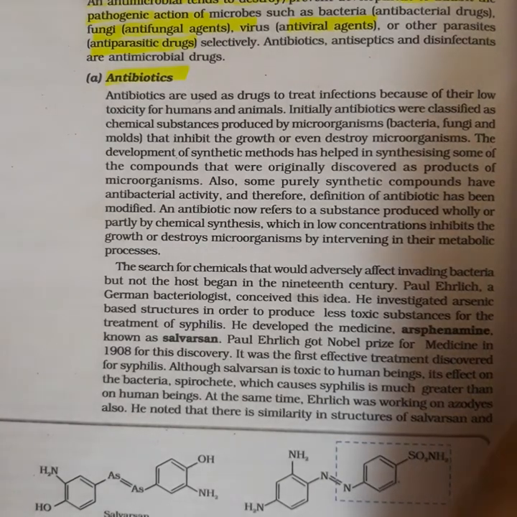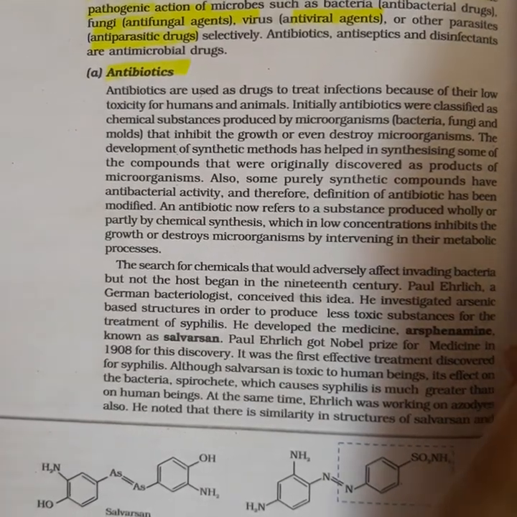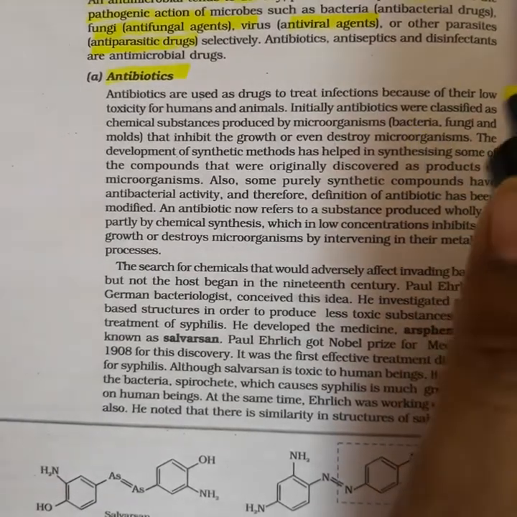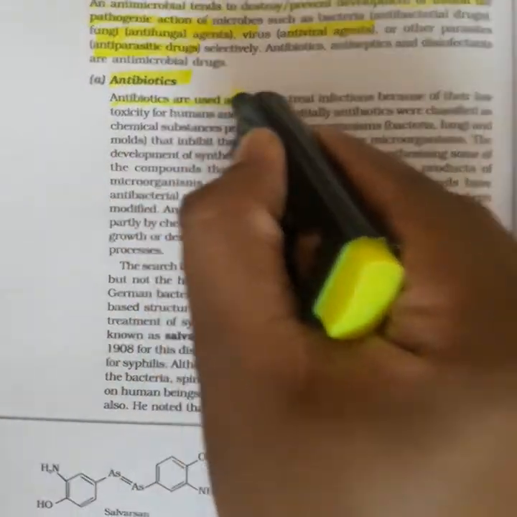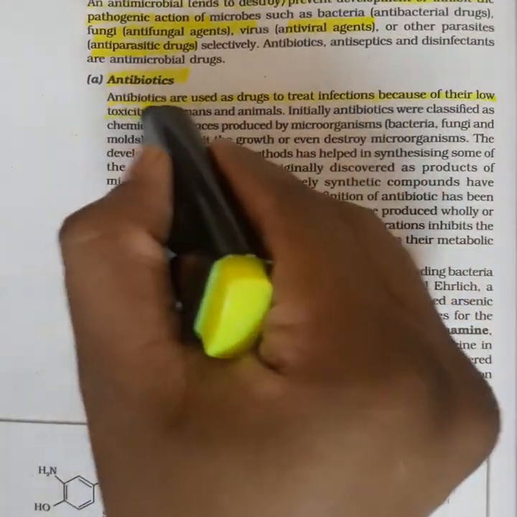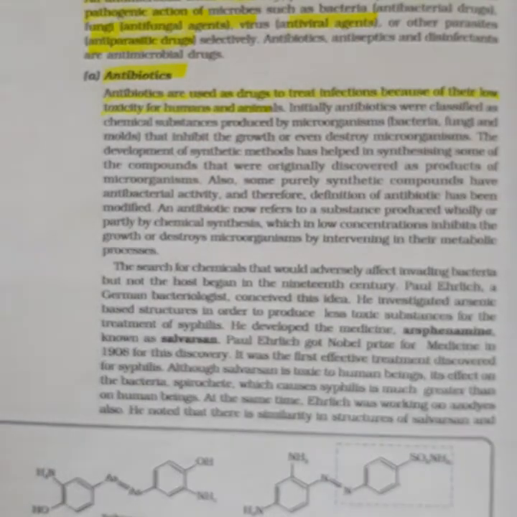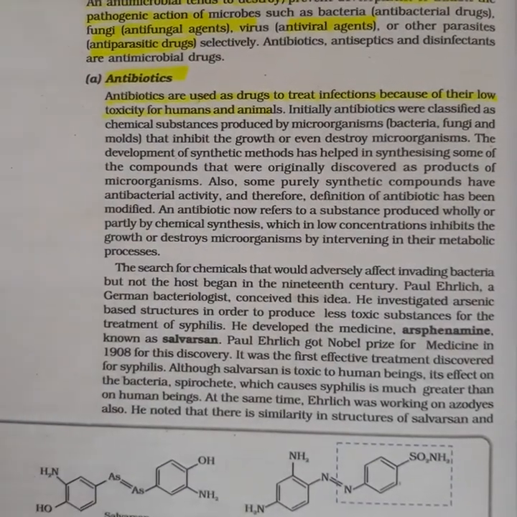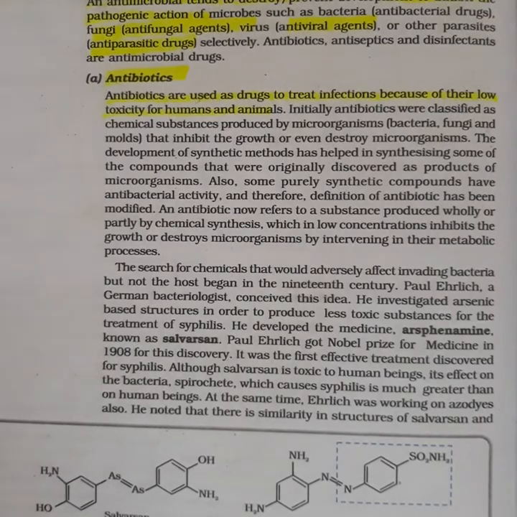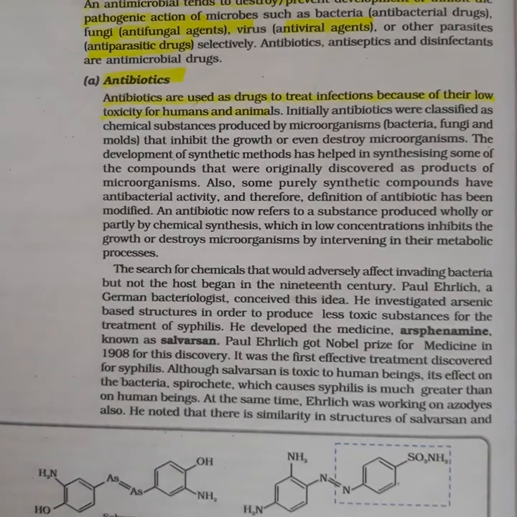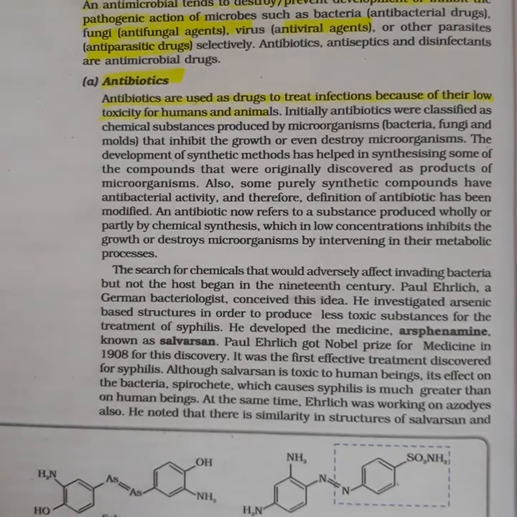This has very low impact on humans and animals, but mainly acts on microorganisms. Antibiotics are used as drugs to treat infection because of their low toxicity to humans and animals. Initially it was classified as a chemical substance. पहले जो सबसे beginning में first definition of antibiotics is like that: antibiotics are the chemicals which are produced by the microorganism and used to kill or inhibit the growth of microorganisms.